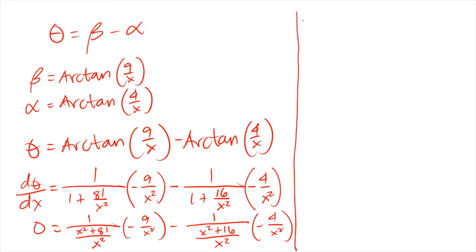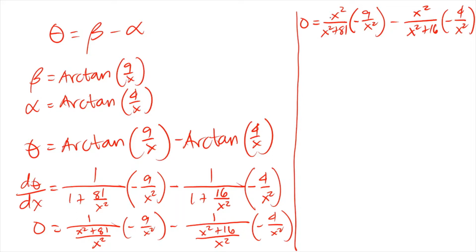Simplifying further, you get 0 equals, so this can be written as x squared divided by x squared plus 81 times negative 9 over x squared minus, so the same process, we can transfer x squared to the numerator. So this x squared here, so that we get x squared over x squared plus 16 times negative 4 over x squared. We can cancel out x squared for both terms, right? So that we can rewrite this equation as negative 9 over x squared plus 81. Second term, so we have negative times negative, this becomes positive 4 over x squared plus 16.